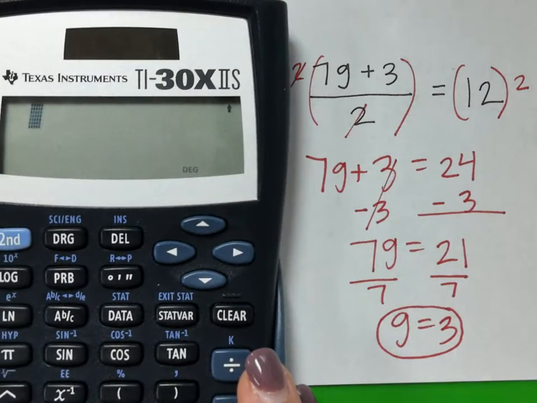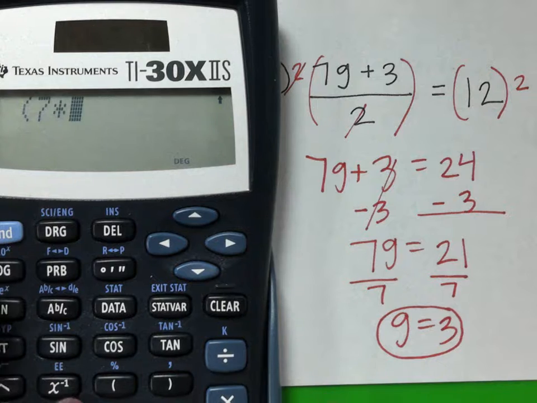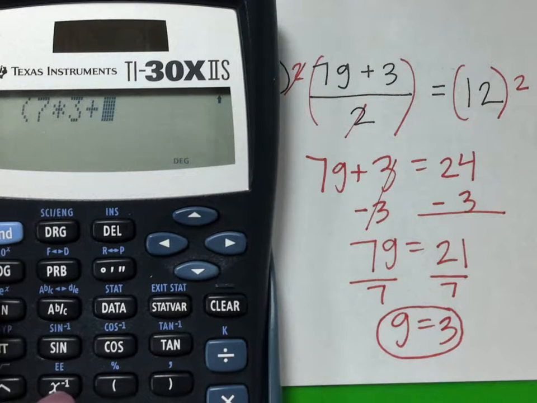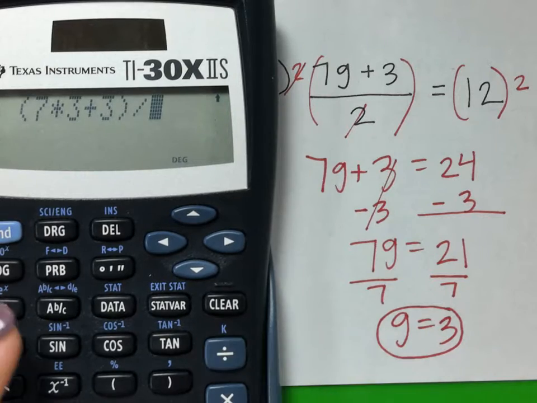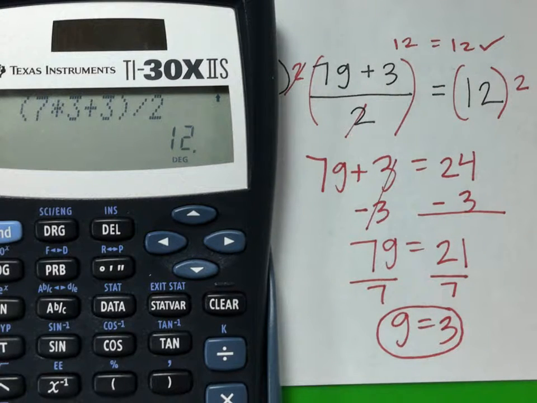That's right. So if I check it, that means I have 7 times 3 plus 3 divided by 2, which gives me 12. 12 is equal to 12. So it checks out.